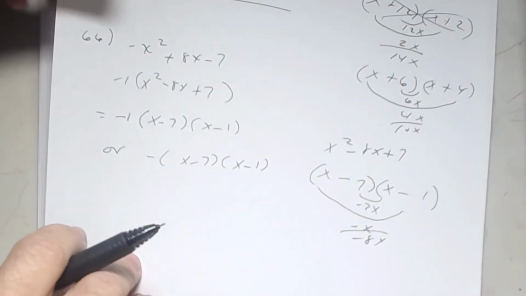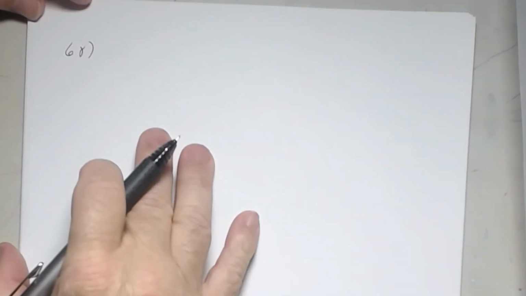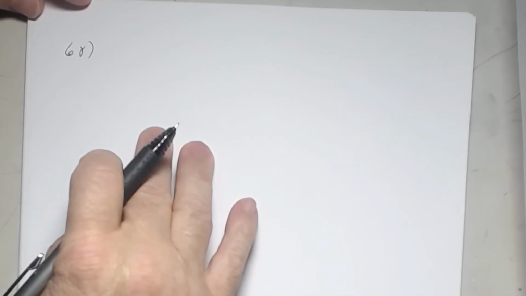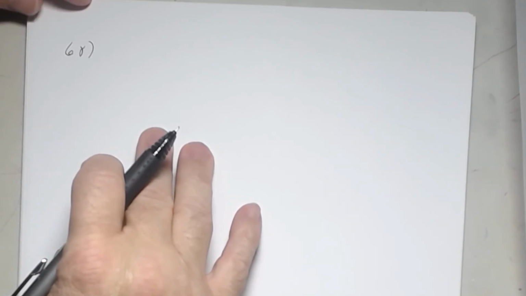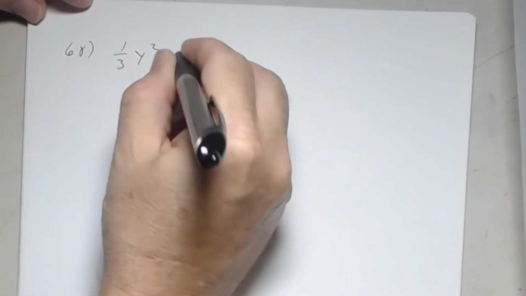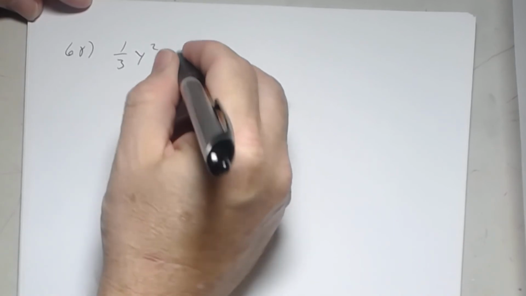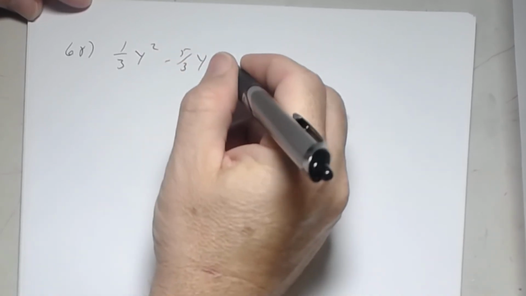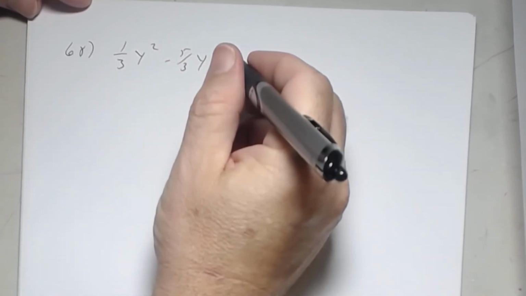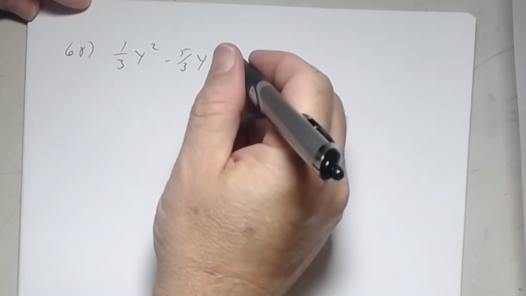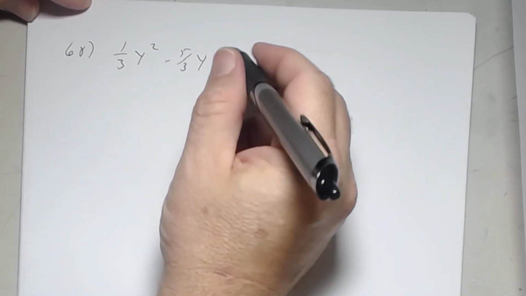All right. Then 68 says this. 68. You have 1/3 y squared minus 5/3 y minus 8.